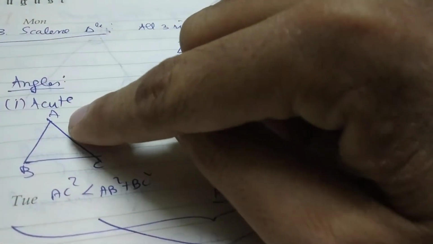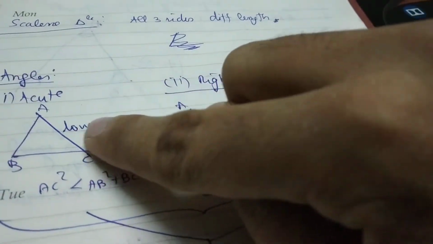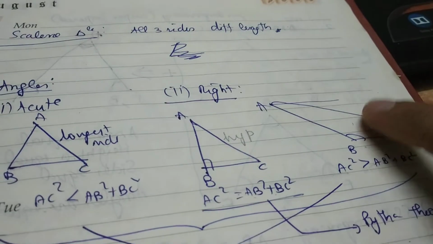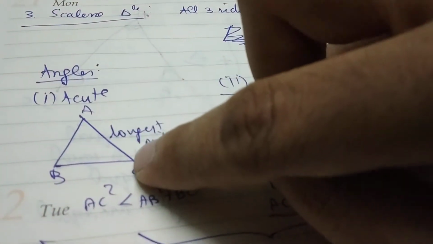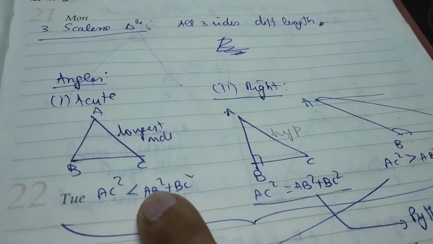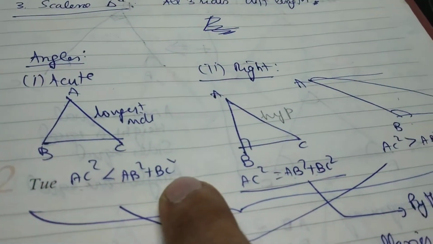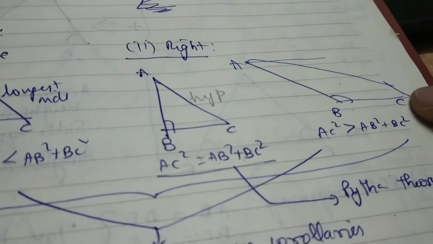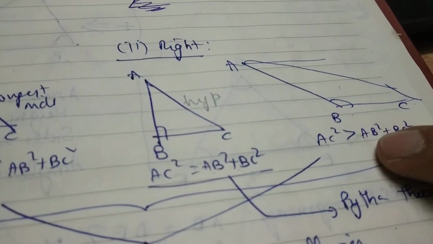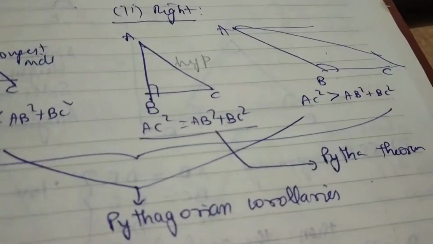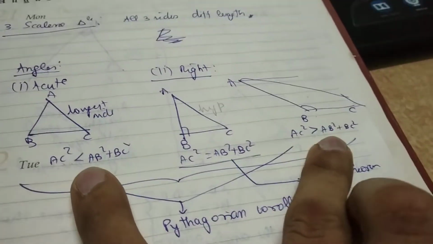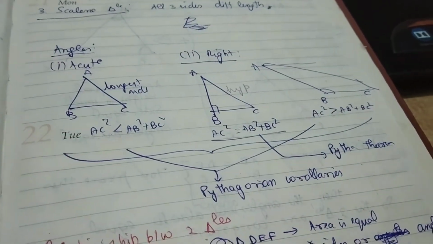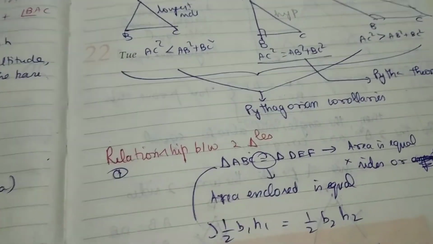Here in acute angle triangles, we don't call it the hypotenuse. We just call it the longest side. The same is the case for obtuse angle triangles. In an acute angle triangle, the square of the longest side will be lesser than the sum of the squares of the other two sides. Whereas in an obtuse angle triangle, the square of the largest side will be greater than the sum of the squares of the other two sides. So these are the two corollaries of the Pythagoras theorem. Very, very important. Please learn the corollaries also.